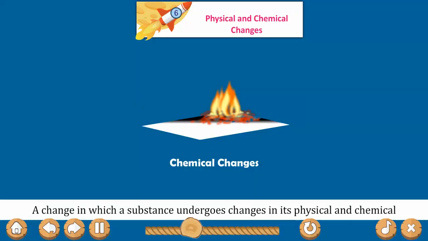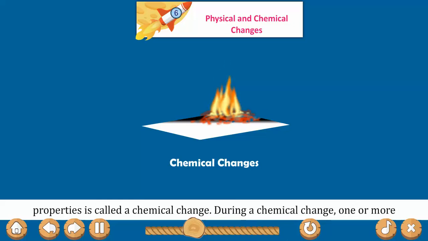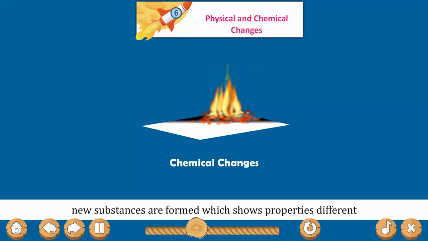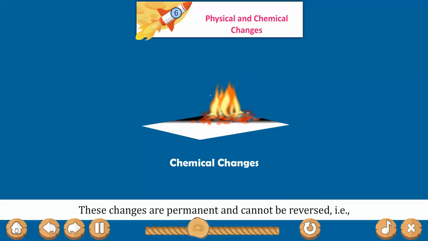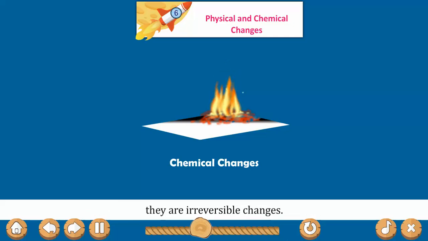Chemical changes. A change in which a substance undergoes changes in its physical and chemical properties is called a chemical change. During a chemical change, one or more new substances are formed which show properties different from the original substance. These changes are permanent and cannot be reversed, that is, they are irreversible changes.